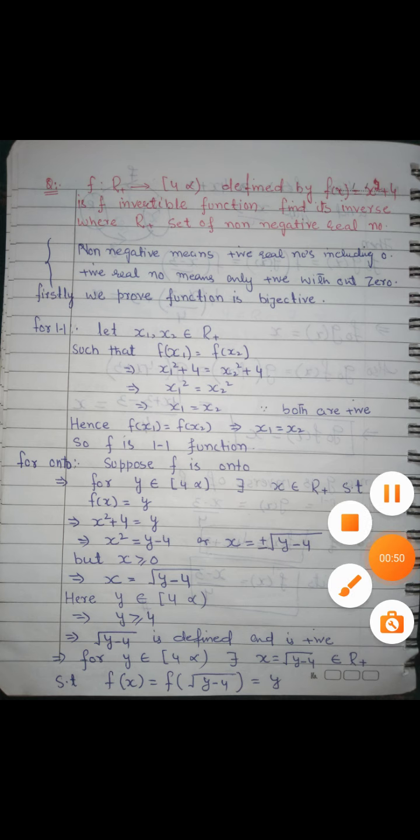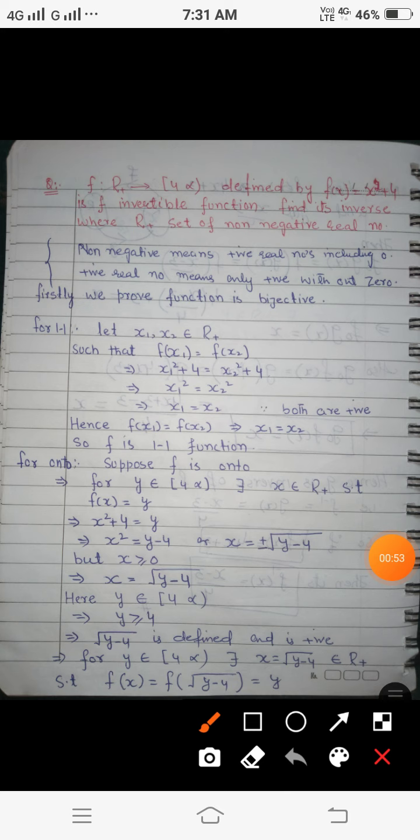Like if we consider a function f from R+ to the interval [4, infinity), defined by f(x) = x² + 4. Is f an invertible function? That is, we have to check whether the inverse exists or not, and if so, we have to find its inverse, where R+ is the set of non-negative real numbers. Non-negative real numbers means only positive numbers including 0, whereas non-positive means 0 with negative numbers.